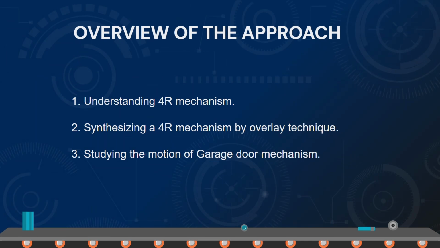Let us check the overview of the approach. To address the problem, we structured our approach in three stages. First, we focused on understanding the 4R mechanism. This type of 4R linkage is fundamental to our design as it involves four revolute pairs, making it ideal for the given requirements. Next, we synthesized a 4R mechanism using an overlay technique. This method allowed us to design a linkage system that aligns with the problem constraints and meets the required functionalities.